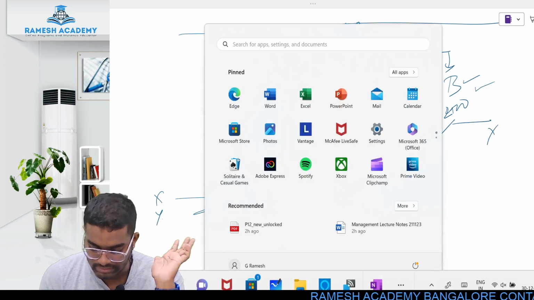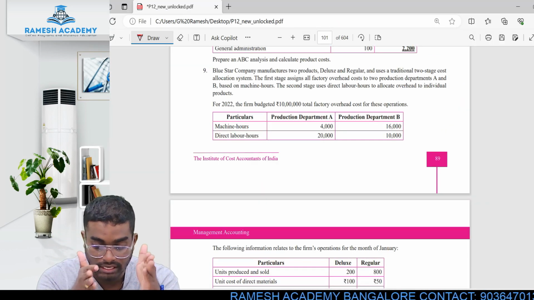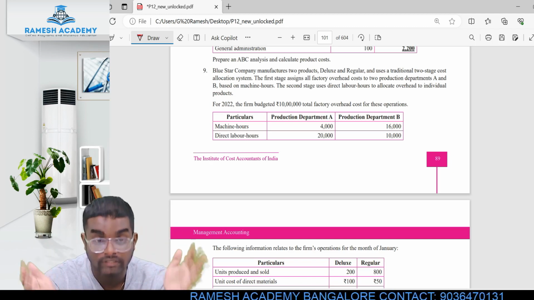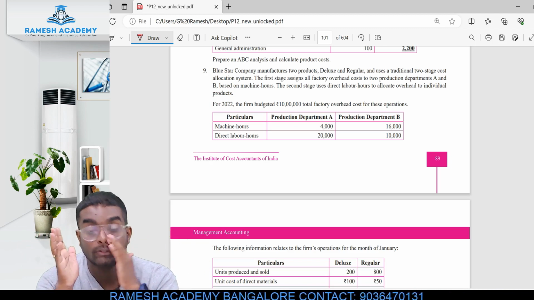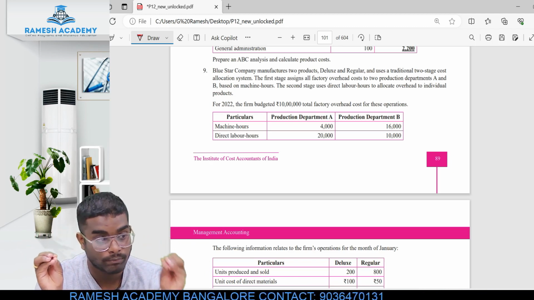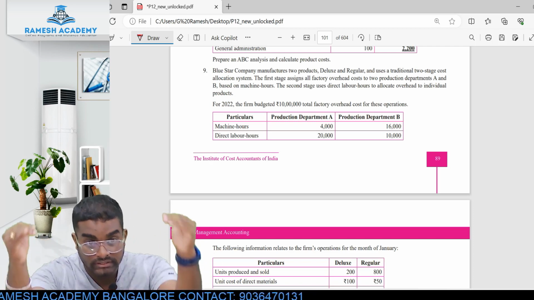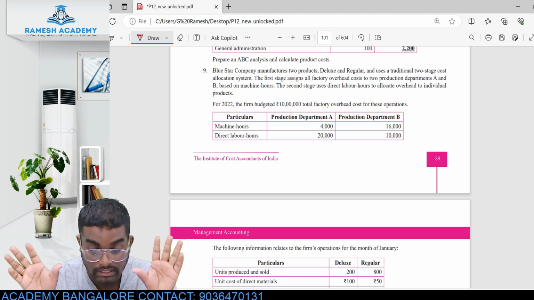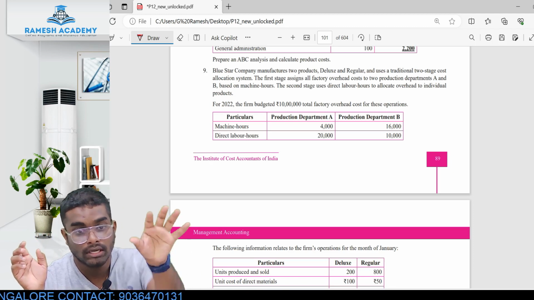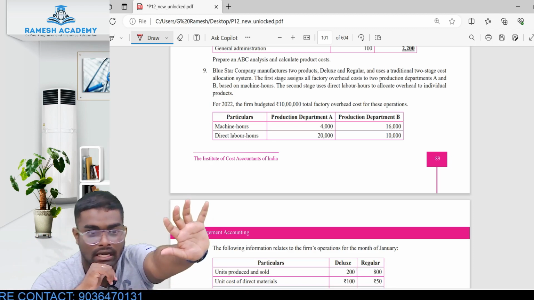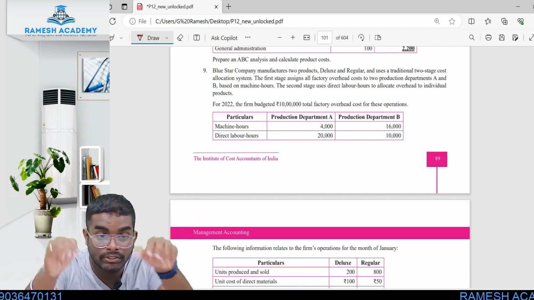That is the thing they are telling here. So we'll read again. The first stage assigns all the factory overhead to two production departments, A and B. Understood? In the first stage the overhead is allocated to production department A and production department B. First stage allocation is done. In this second stage they are using direct labor hours to allocate the overhead to individual products. So in A certain direct labor hours will be there, and B also direct labor hours will be there. In that they will be distributing to individual products.